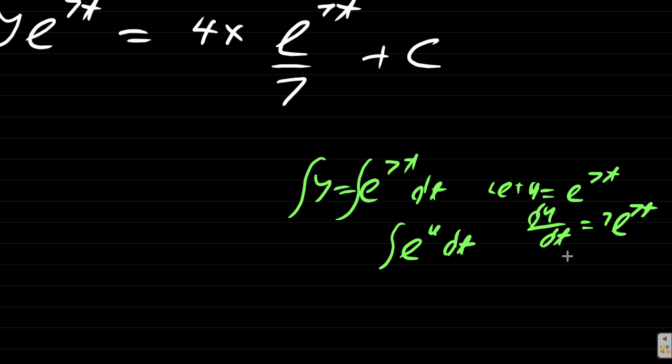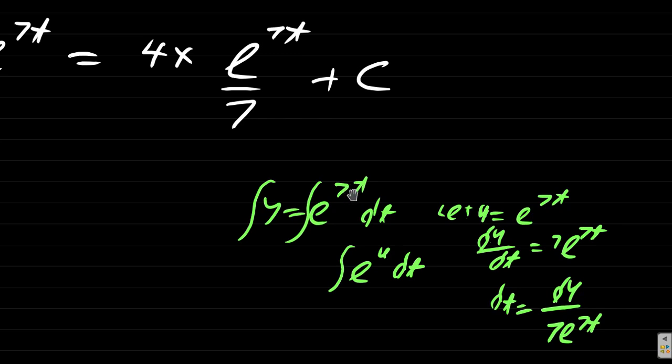Then what is dt? When you transpose to make dt the subject, dt would be equal to du over 7e to the 7t. Right? U equal e to the 7t. So du by dt is 7e to the 7t, right? And then dt would be du divided by 7e to the 7t.